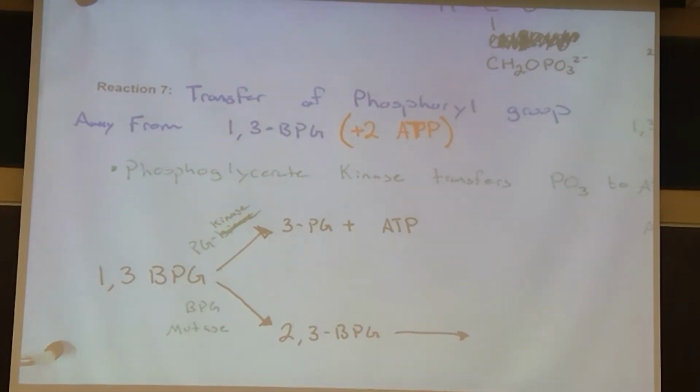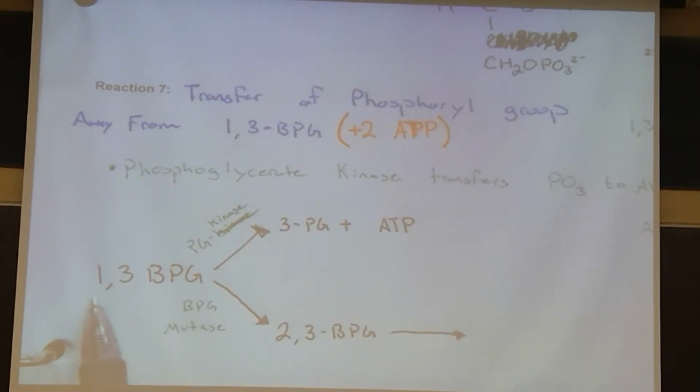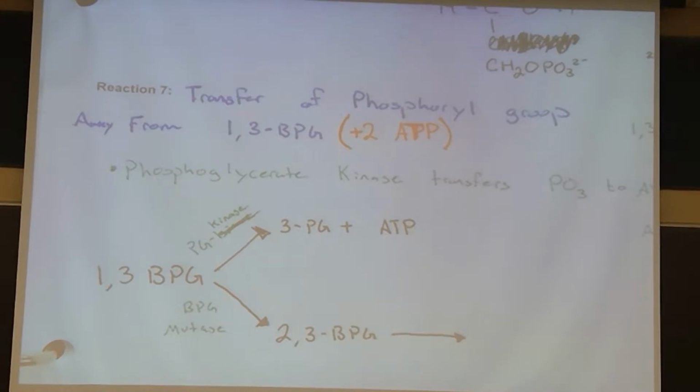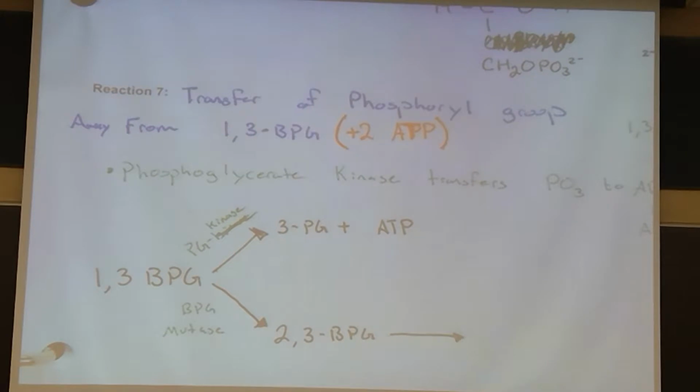Kinase. PG kinase. So 1,3-BPG, thank you. 1,3-BPG can follow two pathways, right? Phosphoglycerate kinase is involved with the direct formation of 3-phosphoglycerate and an ATP. The other pathway goes through BPG mutase, a mutase reaction in which the phosphate group moves from carbon 1 to carbon 2, forming 2,3-BPG.